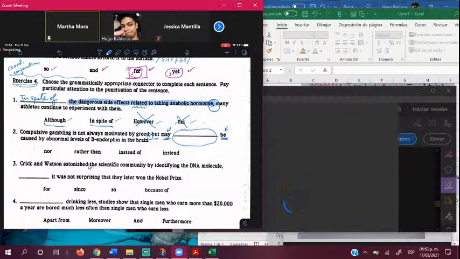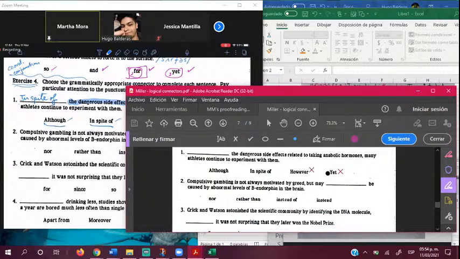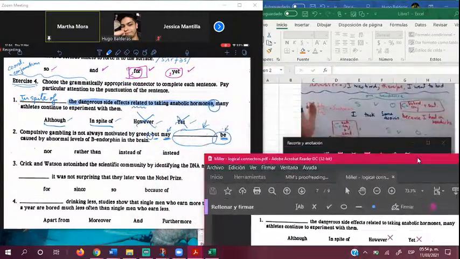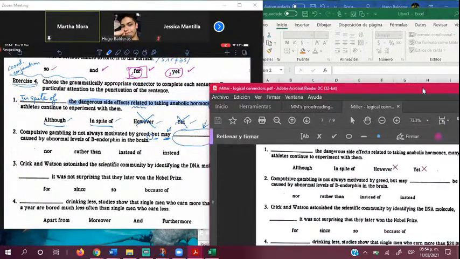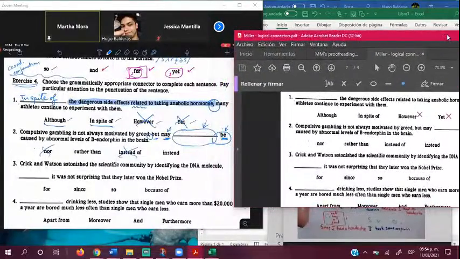O sea, ustedes dicen, "I have instead of gone to Six Flags." ¿Sí? ¿Se puede? It's an adverb. Los únicos que pueden ir aquí son adverbios, porque está modificando un verbo. Entonces, automáticamente, ¿qué elimino? Instead of. Nor.